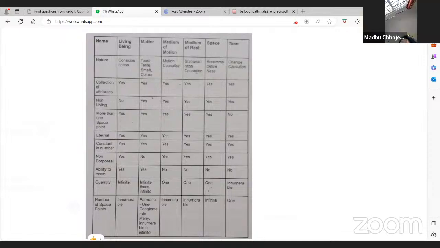So you have to understand the independence of each substance. This whole universe is in automotion. There is nobody who is controlling this universe.